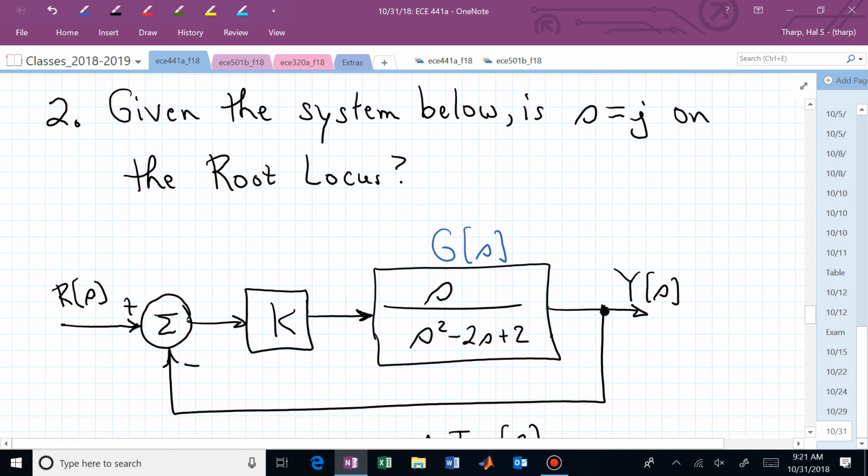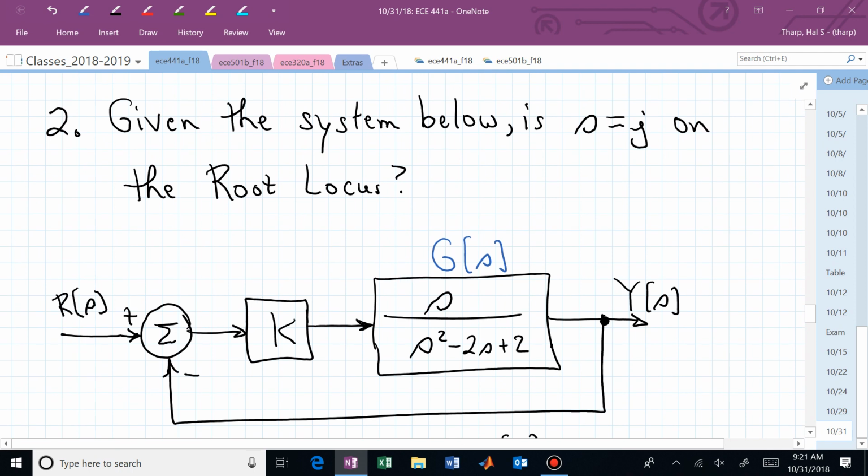Let's do another one. Given this system, is s equal to j on the root locus? S equal j. That would be an imaginary axis crossing. Ding, ding, ding. This would be something related to rule number 5. For this particular system, does the root locus pass through s equal j?